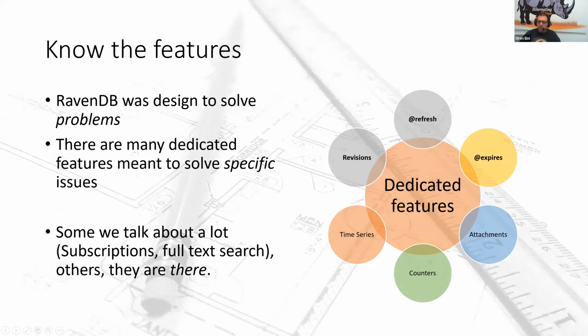There are some features that we keep talking about, full text search, subscriptions, but there are a bunch of features that are there to solve very specific problems that it is worth taking the time to know, because they can mean that you don't really need to think about something. Revisions, for example: if you need to have an audit log, that can be as simple as turning a feature on and you're done. You have an audit log.